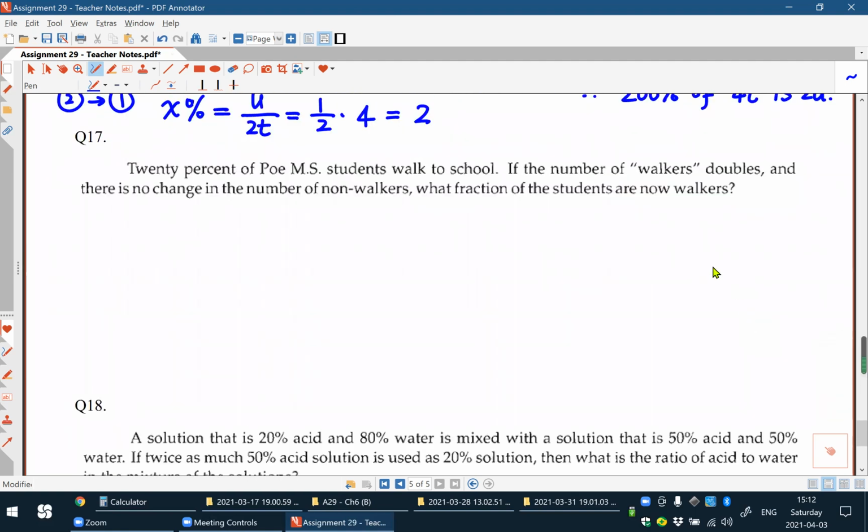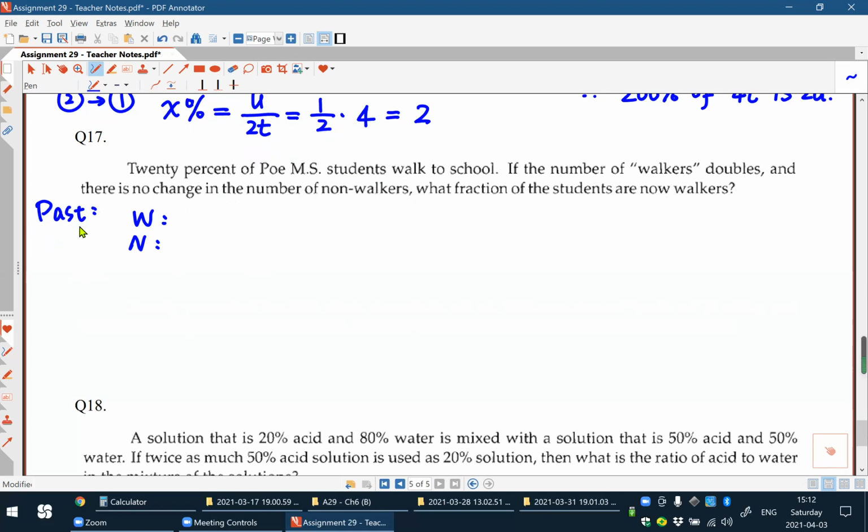20% of Pearl Middle School students walk to school. If the number of walkers double and there is no change in the number of non-walkers, what fraction of the students are now walkers? Okay, so in the past, we know that there are some walkers and some non-walkers, right? And 20% of the students walk to school.